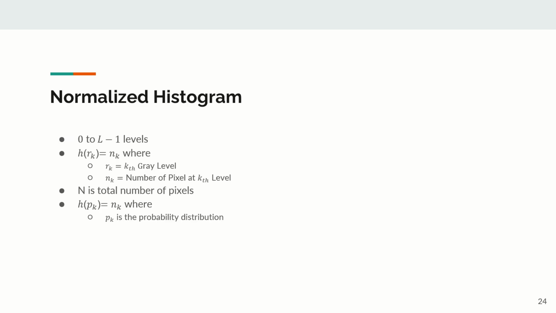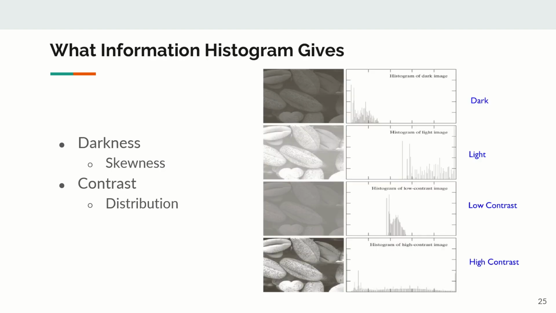It is often convenient to normalize the histogram to get a better interpretation. In this case, rather than taking the count of the gray levels, we use their normalized value. A histogram provides information about the darkness and contrast of an image. A positively skewed image is darker than a negatively skewed image, and an image with good contrast is distributed equally.